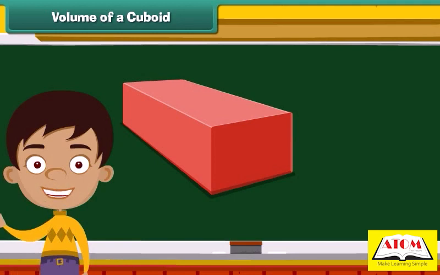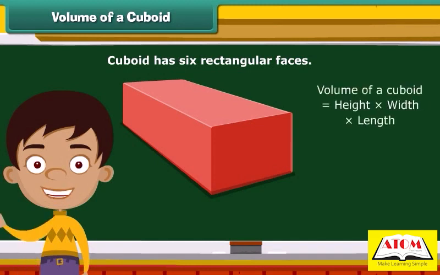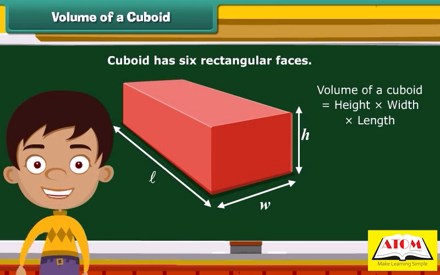Look at this closed box. This is a cuboid, which has 6 rectangular faces. Its volume is calculated as height times width times length, or simply volume equals h times w times L.